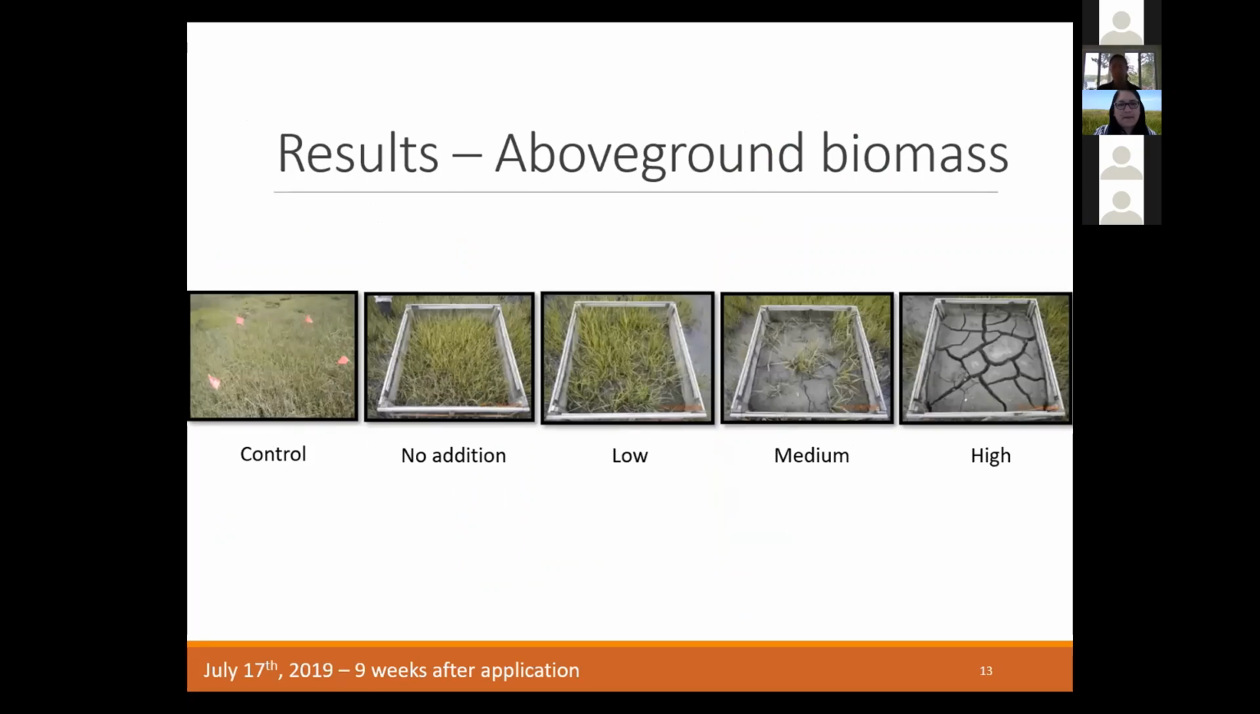So this is just a visual representation of some of the responses, but as you can see, the increasing sediment addition decreased percent vegetation cover. We actually had 0 plants grow in any of the high treatments, and in the medium treatments, we only had three of the 6 replicates have a vegetation response.